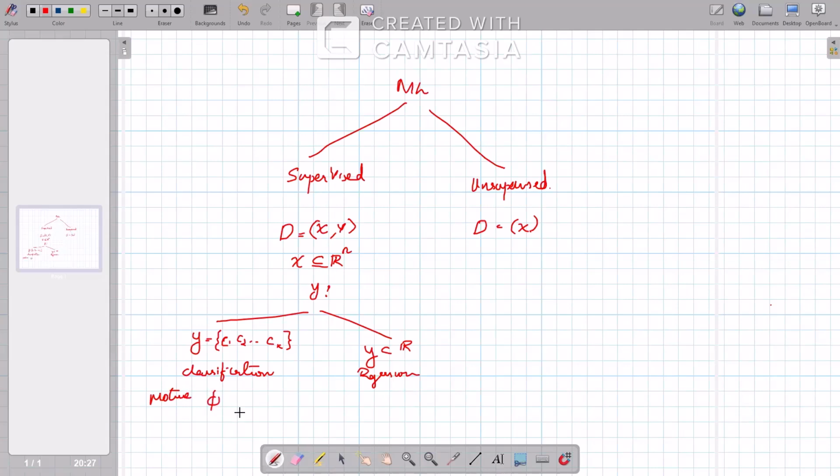And in classification, what is our motive? Our motive is to find a mapping phi from X to Y, right? So that we can predict Y cap from unknown input X cap. Is it clear? And what is the criteria for selecting this?